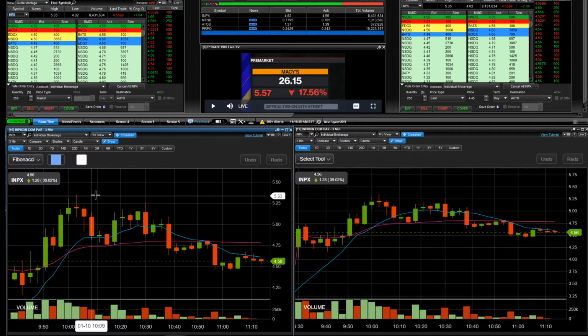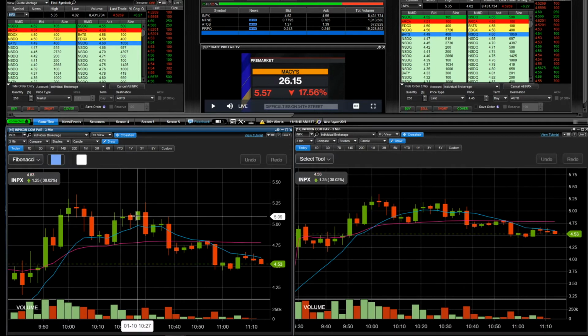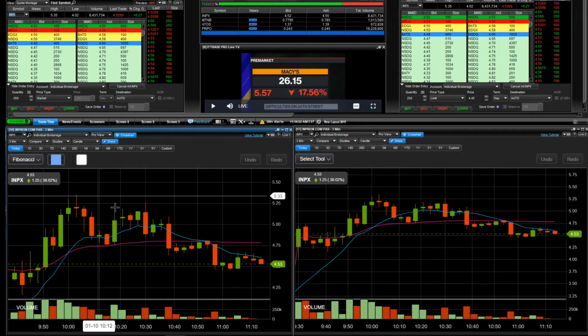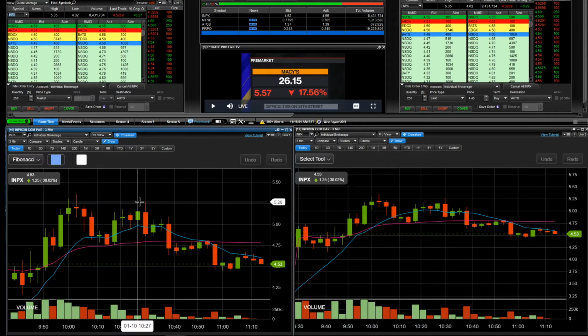Look at this. Right here, we hit this high of 536. And we didn't budge again from there. And then we hit 525 and we didn't break through. You see right here, this 525, 526 area, we didn't break through. These resistance lines are holding up strong.